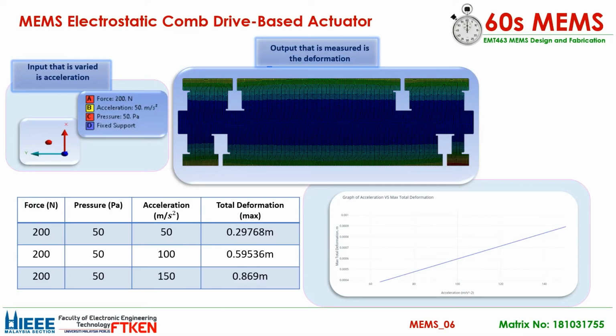Good day everyone. As for my part, I have done the simulation by varying one of the inputs, which is acceleration, while the other inputs such as force and pressure are kept constant at a value of 200 Newton and a pressure of 50 Pascal. As can be seen from the table and the graph, we can conclude that when the acceleration increases, the total deformation also increases. This is because the deformation is the effect of change in size of the material.